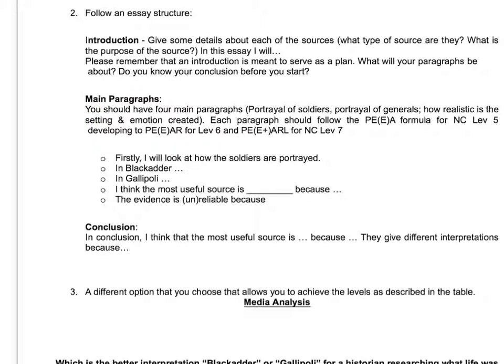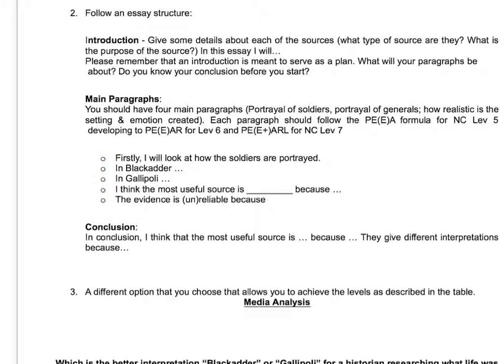Your main paragraphs then, familiar to all of you in the way that you write, use point, evidence and analysis. You should have 4 main paragraphs in your work: how the soldiers are portrayed, how the generals are portrayed, the realism of the setting, and the emotions created. Each paragraph should follow the PEA formula, or alternatively the PEEA formula, with more than one piece of evidence. If you do that, you're reaching for a Level 5, and you can develop that further to include reliability for Level 6, or PEEARL to consider reliability as well.